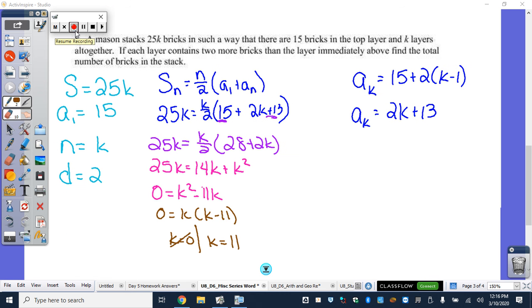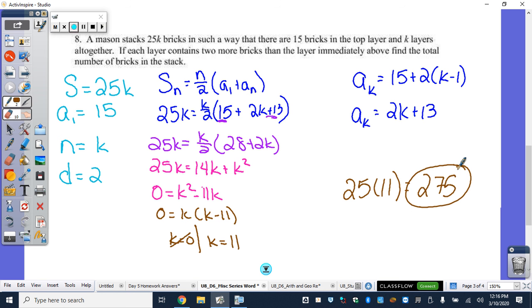So you should end up with K equals 11. I also had a K equals 0 from when I did my GCF factor here, but I can't have 0 layers of bricks. That doesn't make any sense. So my K equals 0 gets rejected. K ends up equaling 11. So then your last step is your 25 times 11 to actually figure out how many bricks were there, which was the whole point of that question. You get 275 bricks.